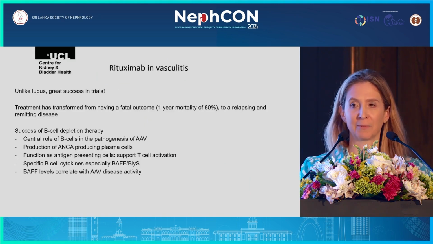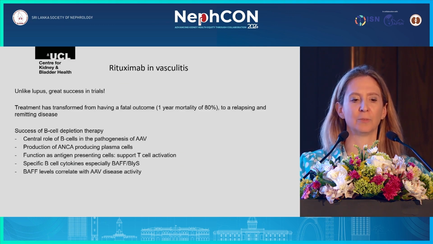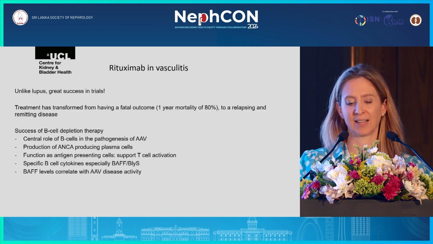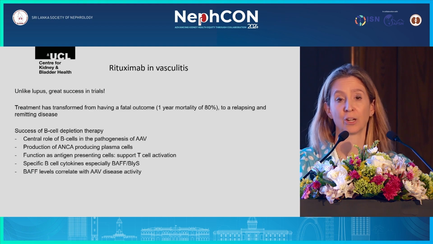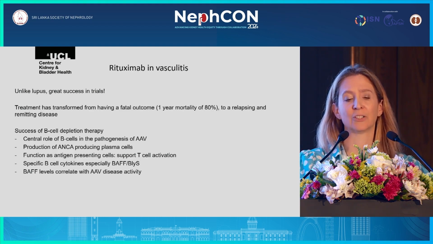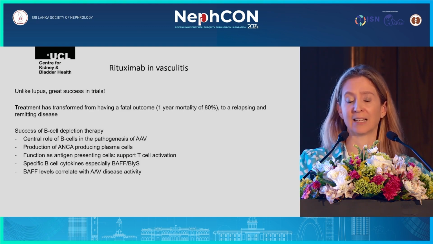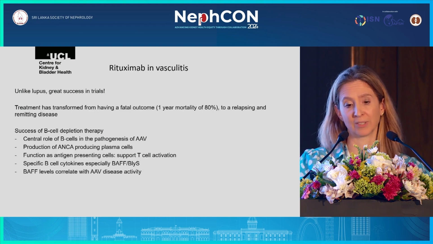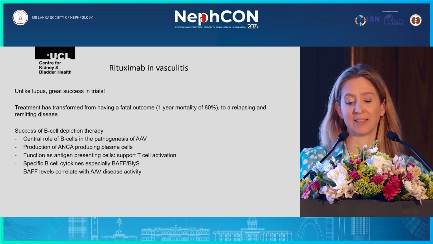Okay, so how about rituximab and vasculitis? It's just to compare this with the lupus trials, as there's been great success with really well-designed trials showing how effective rituximab is in patients with vasculitis, and has transformed this disease from having a fatal outcome before the onset of immunosuppression to now being this relapsing remitting disease that we often see in the clinic.